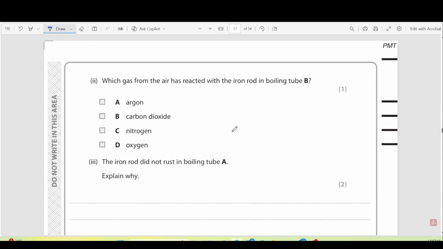Next: which gas from the air has reacted with the iron rod in boiling tube B? Rusting is an oxidation reaction. For iron to rust, it must react with oxygen and water. The other gases are not the option. Oxygen is the correct option, because rusting of iron requires oxygen and water.